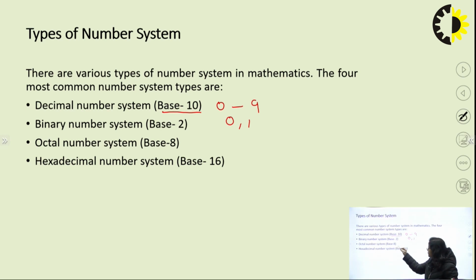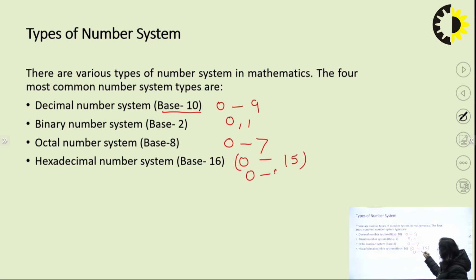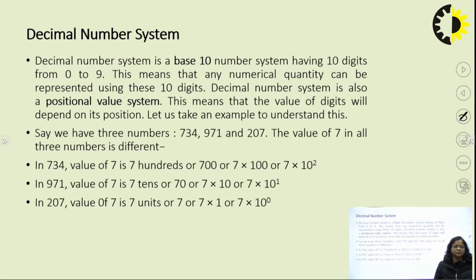In octal number system, base is 8 and the digits are from 0 to 7, and in hexadecimal number system, the base is 16. The digits are from 0 to 15. Basically, it is 0 to 9, then 10 is represented by A, 11 by B, 12 by C, 13 by D, 14 by E and 15 is called F. So, these are the 4 basic number systems which are most widely used in today's era of digital electronics. Starting from the very first, that is decimal number system.